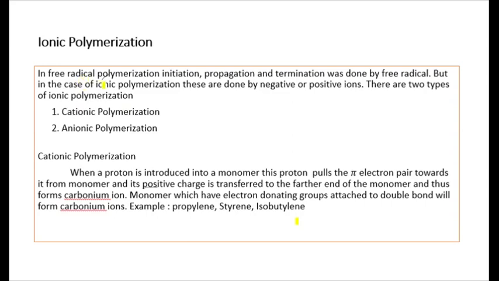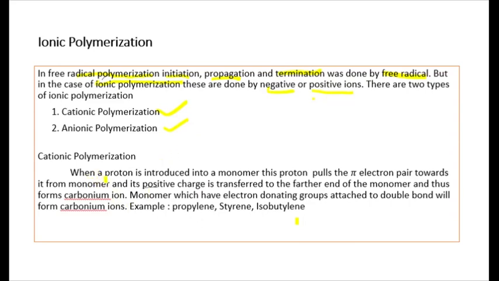So in free radical polymerization, initiation, propagation, termination steps were brought about by free radicals. But in case of ionic polymerization, this is brought about by negative and positive ions. So based on these ions, this polymerization is divided into two types, cationic polymerization and anionic polymerization. So we can discuss cationic polymerization.